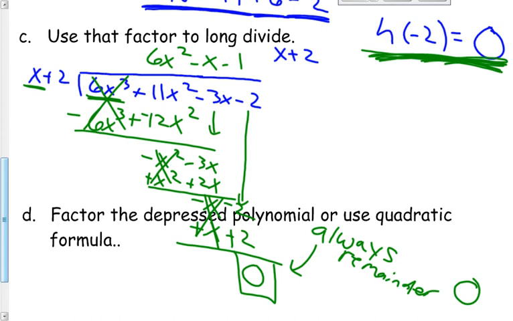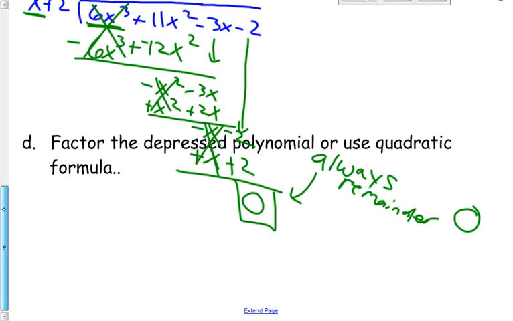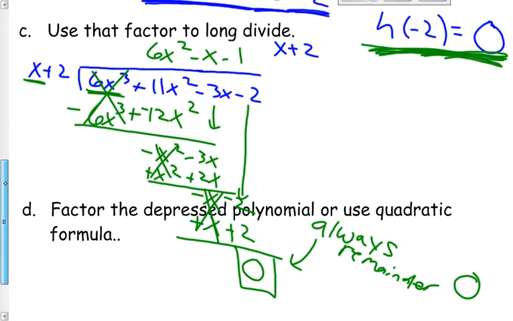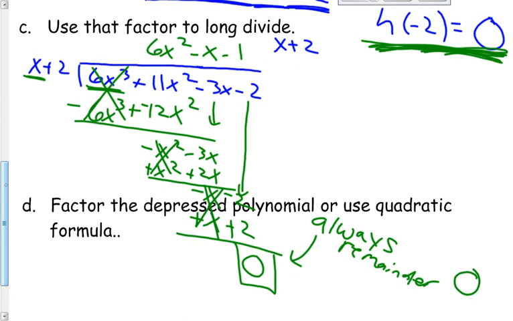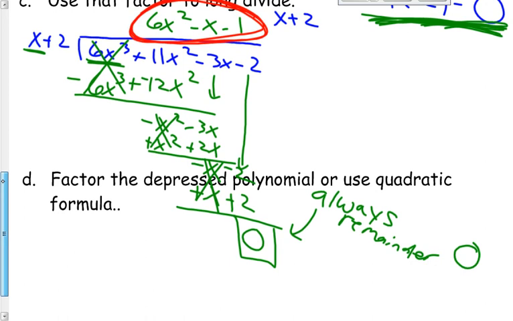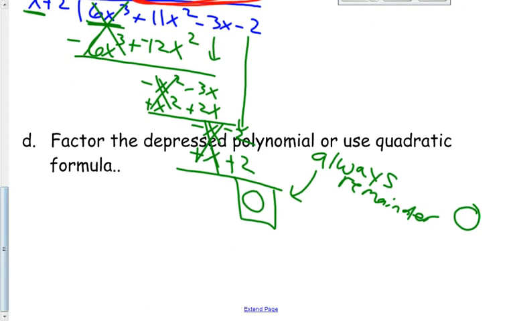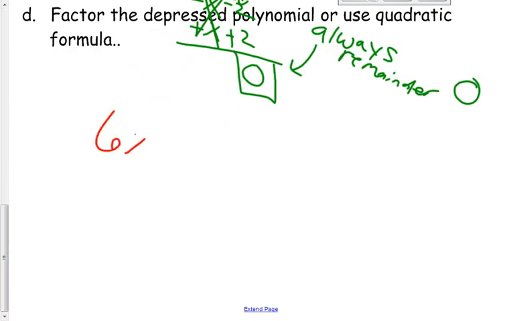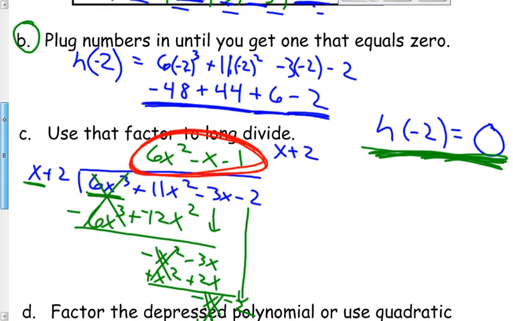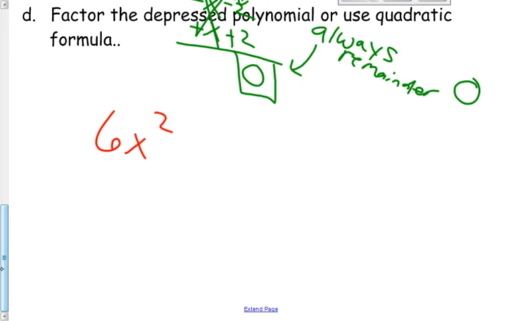So now, finally, letter D. It says factor the depressed polynomial or use the quadratic formula. So the depressed polynomial, class, is your quotient. It's this one right here. So this is going to give you the other two solutions. So 6x squared minus x minus 1. We can use the quadratic formula here, or we can factor.